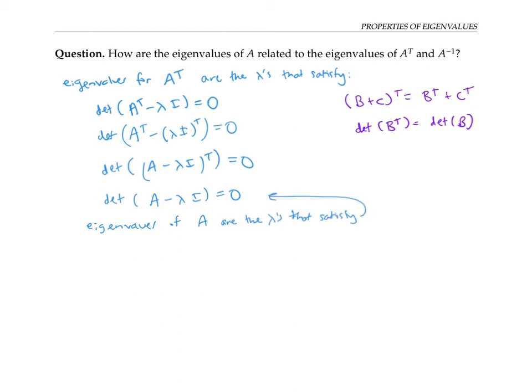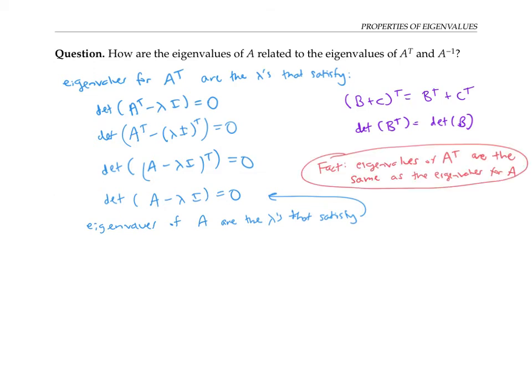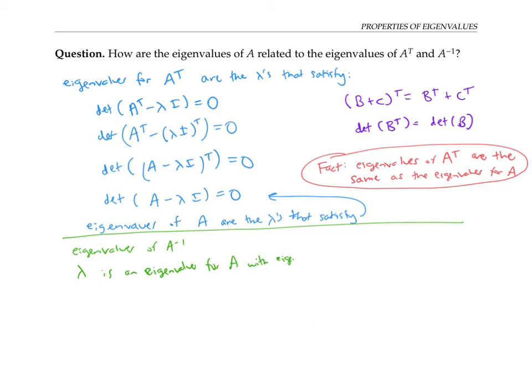Therefore, the eigenvalues of A transpose are the same as the eigenvalues of A. Next, let's think about the eigenvalues of A inverse and how they relate to the eigenvalues of A. We know that lambda is an eigenvalue for A with eigenvector x if and only if Ax equals lambda x, where x is a non-zero vector.